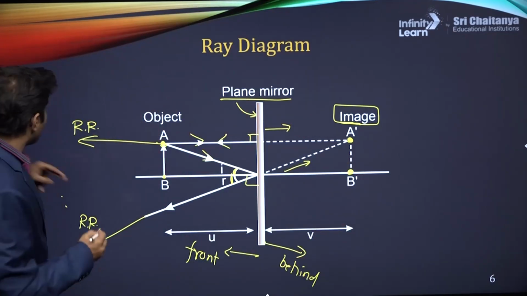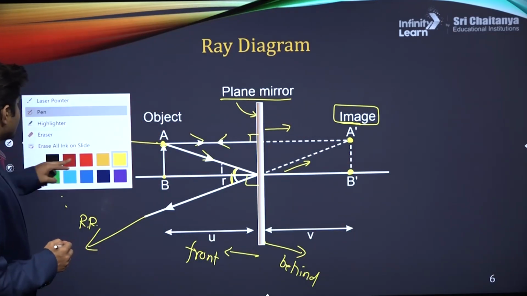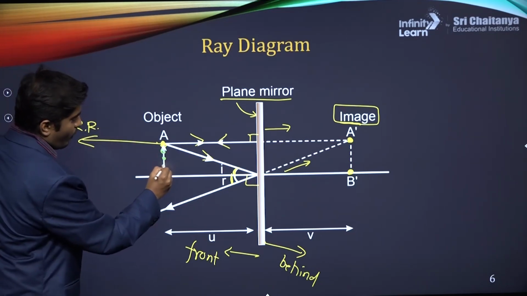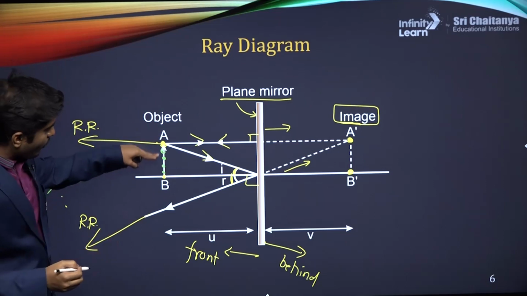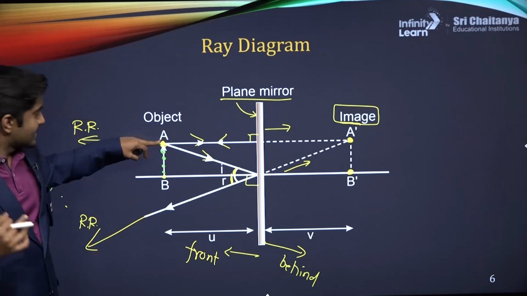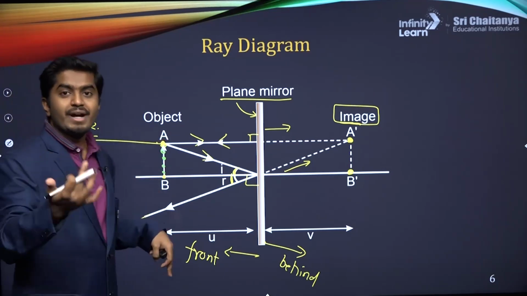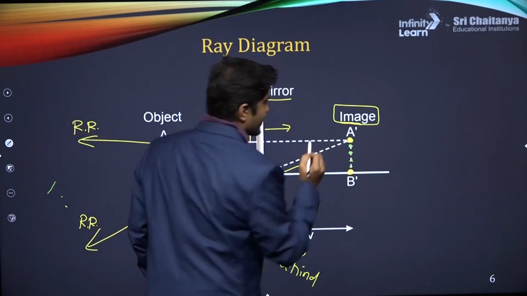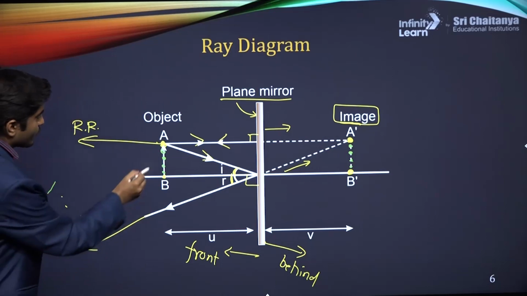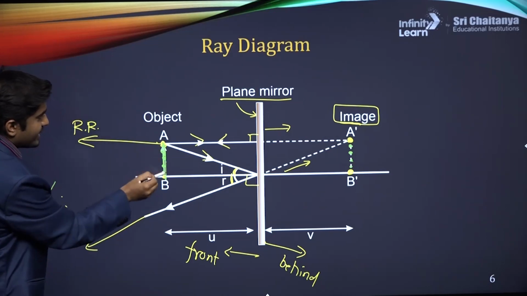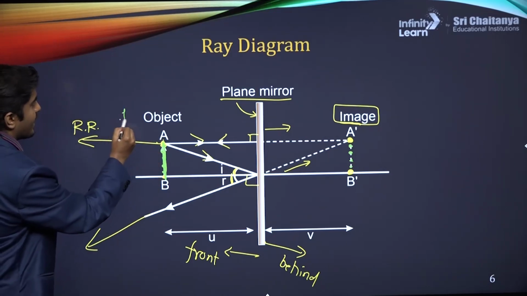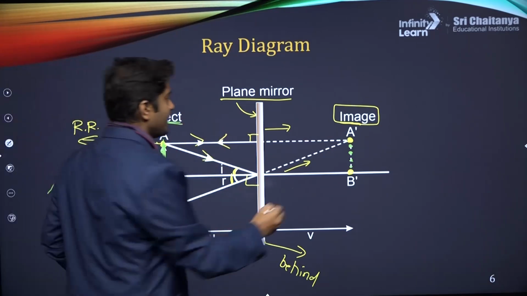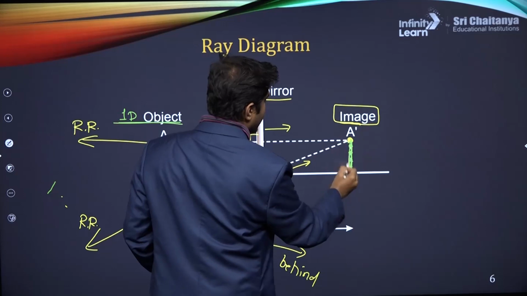So for each point here, there are hundreds of points, like millions of points here. For all these points on this segment AB, you will find the image forms at the corresponding points. So if you consider this as your one-dimensional object, for this we'll get a corresponding one-dimensional image.